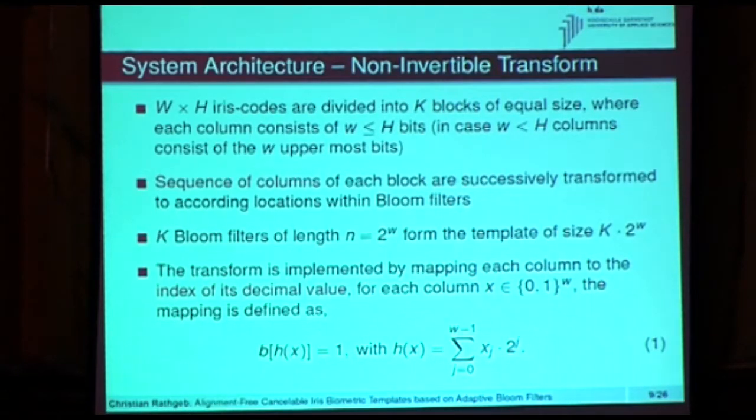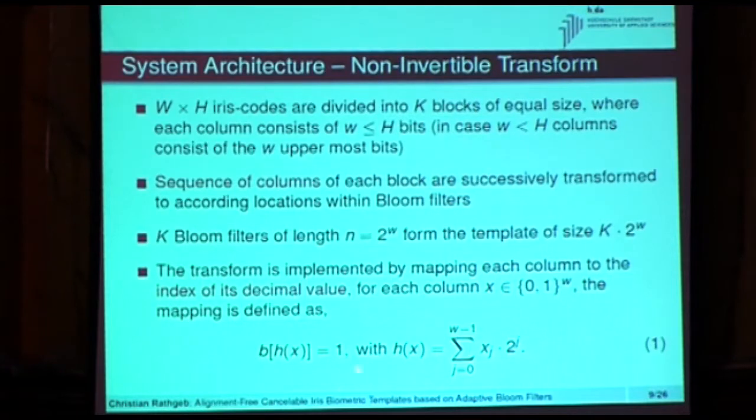Then sequences of each column are transformed into separate Bloom filters. That is, the protected template is then represented as a set of k different Bloom filters of length n, where in our case n is 2 to the power of w, since the simple transform we employ is nothing more than mapping one column to its decimal value.